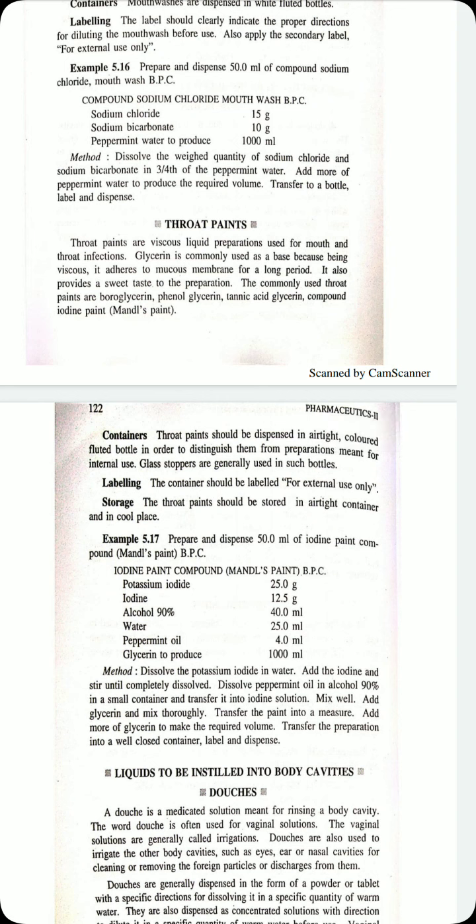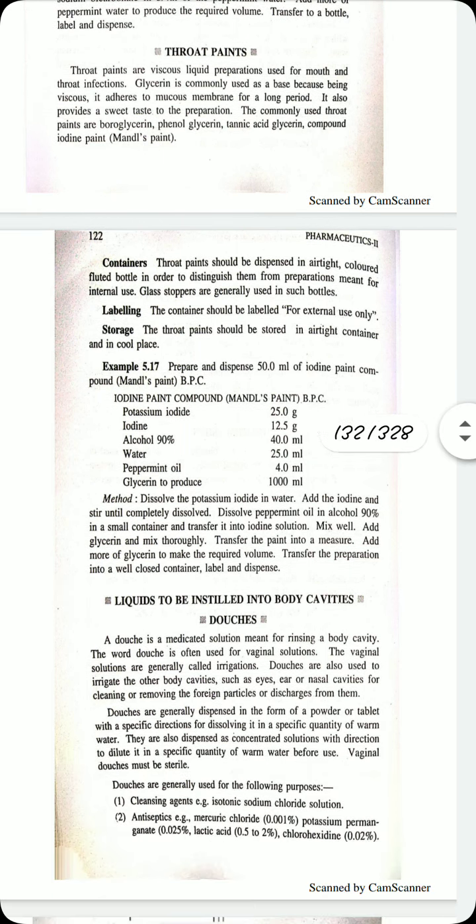The commonly used throat paints are boroglycerin, phenolglycerin, tannic acid glycerin, and compound iodine paint, that is Mandl's paint. This Mandl's paint we prepared during the practical using glycerin as a base. Here is why we use glycerin as a base: because it is more viscous, it adheres to the mucous membrane for a long time, and it also provides a sweet taste.